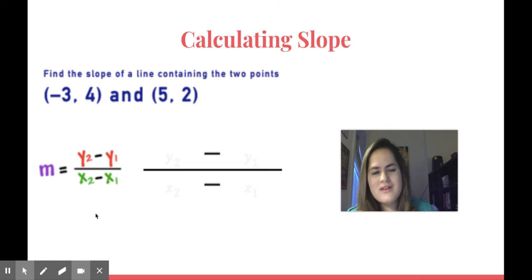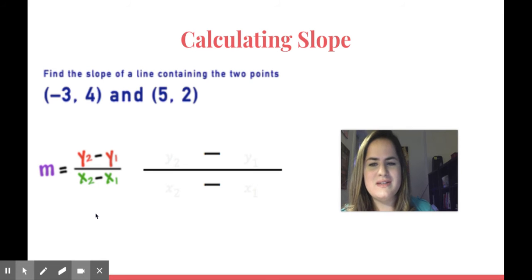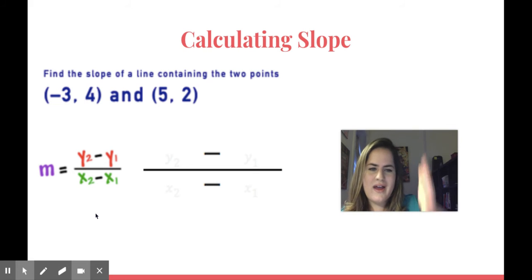Okay, there's one more way you can do slope, and that's using the slope formula. Now, this is not on the reference table, so you're going to have to memorize this one for the Regents. It's pretty easy to remember. It's y2 minus y1 over x2 minus x1. Y goes on top because y is kind of like rise, like your y-axis. Rise over run, which looks like your x-axis.